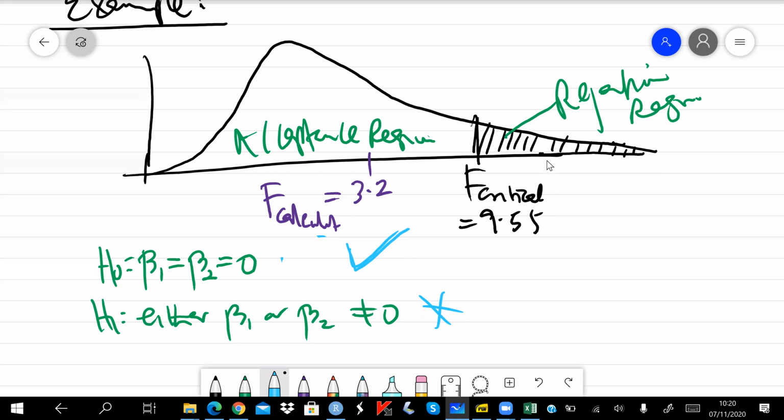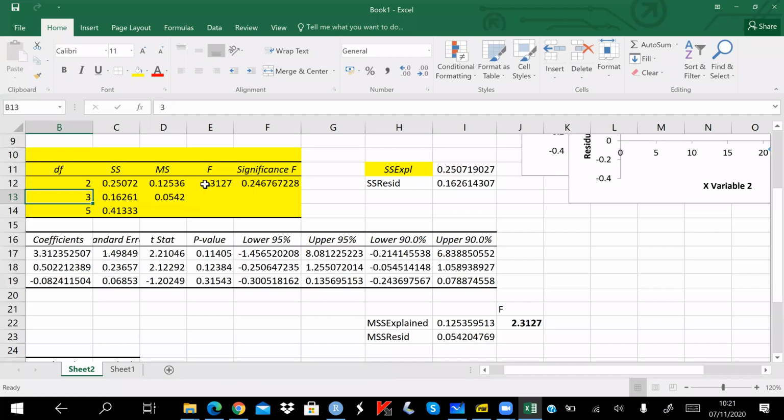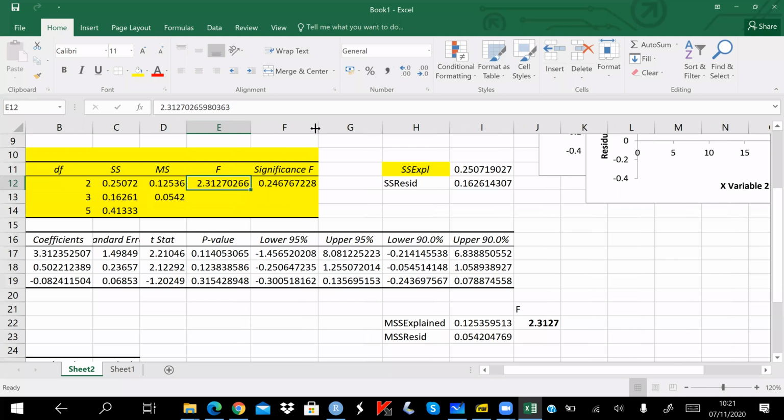Okay. Alternatively, you can use p-values to check whether the observed value of F is significant. And I think we have the p-value in the output given there. So the p-value from Excel is called the significance of F. So this here is the p-value corresponding to this F calculated value. And clearly, as you can see, this p-value is larger than 0.05. So this is a large p-value. So we fail to reject the null hypothesis. So you end up with the same conclusion as you saw there.